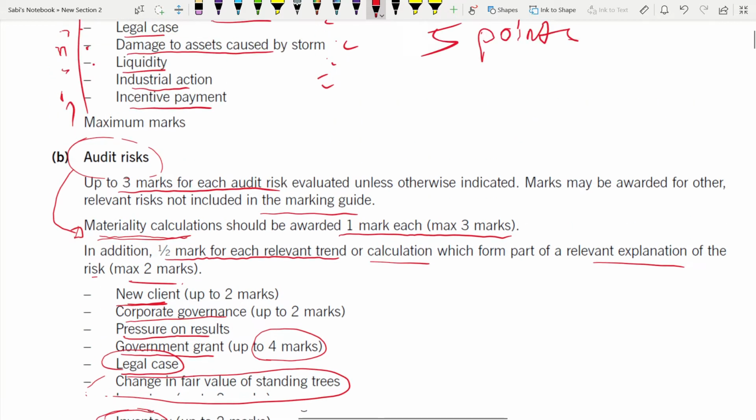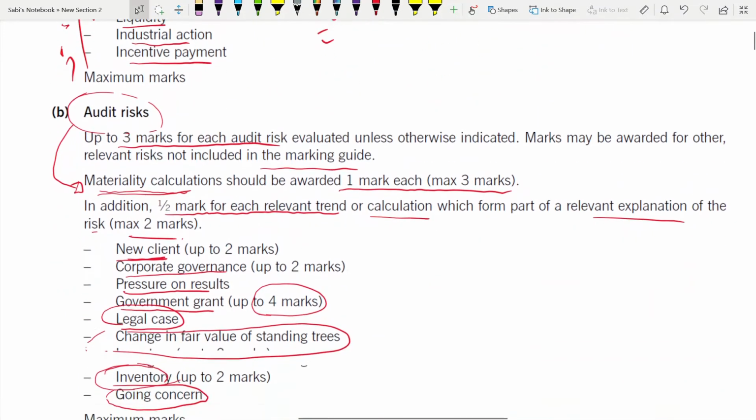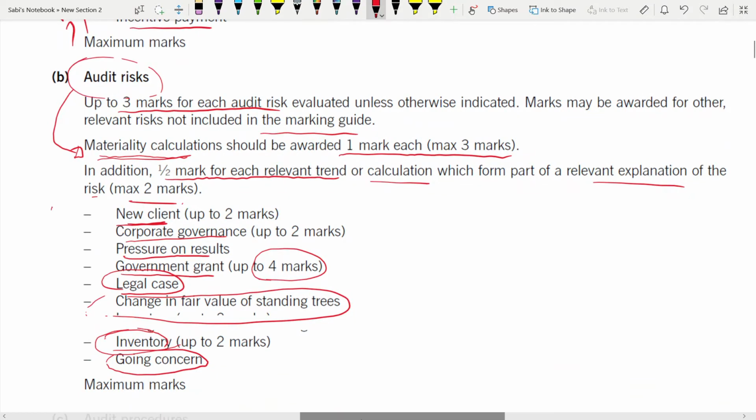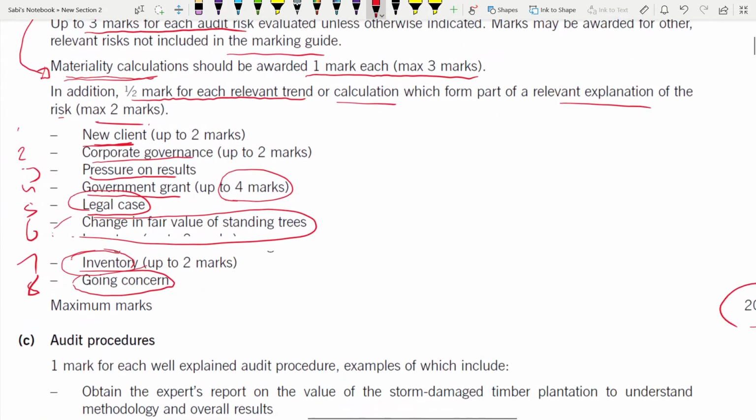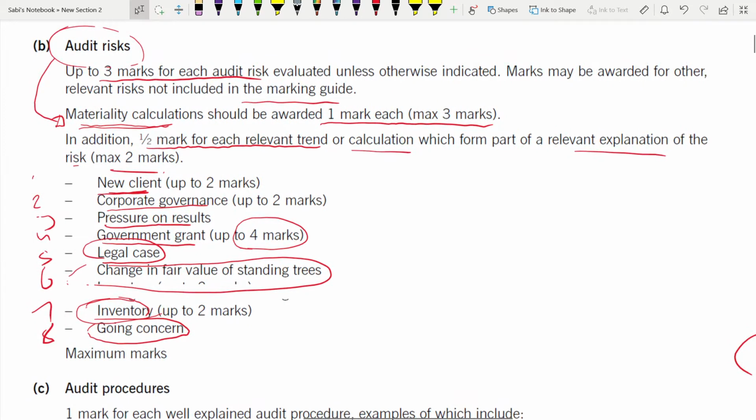Okay. So if you see here 1, 2, 3, 4, 5, 6, 7, 8. Okay. Definitely you don't need all these points. So total 20. Now it's up to you. That combination you can choose.